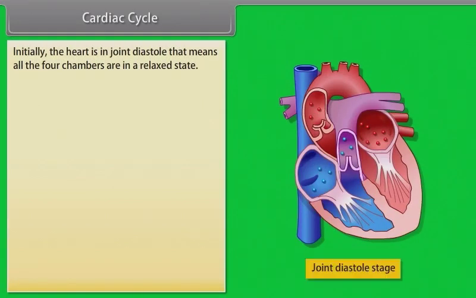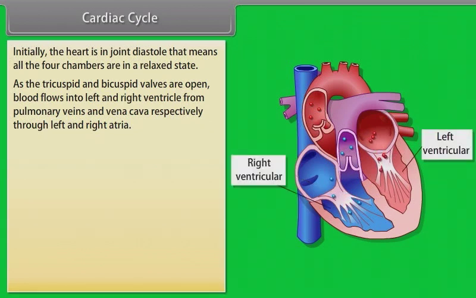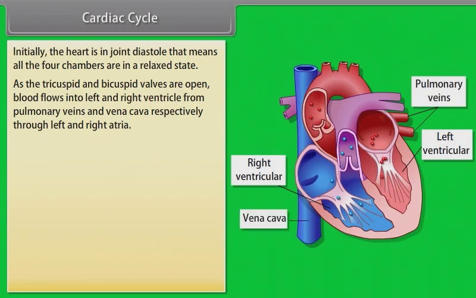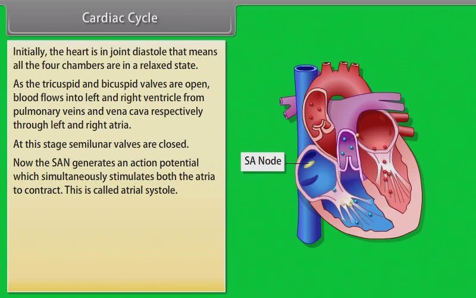Cardiac cycle. Initially, the heart is in joint diastole, that means all the 4 chambers are in a relaxed state. As the tricuspid and bicuspid valves are open, blood flows into the right and left ventricle from vena cava and pulmonary veins respectively through the right and left atria. At this stage, semilunar valves are closed. Now the SAN generates an action potential which simultaneously stimulates both the atria to contract. This is called atrial systole.